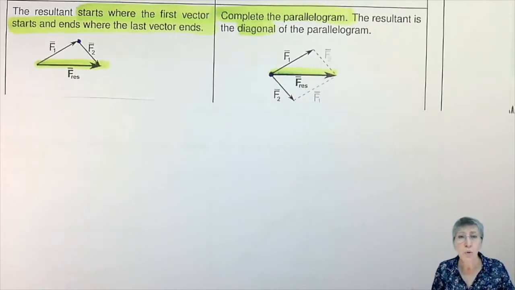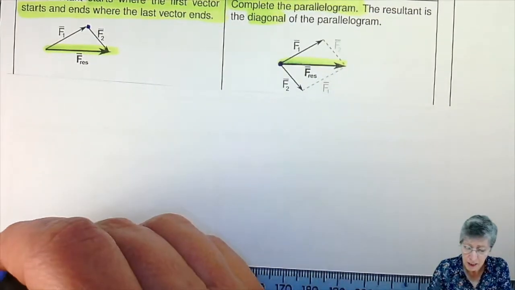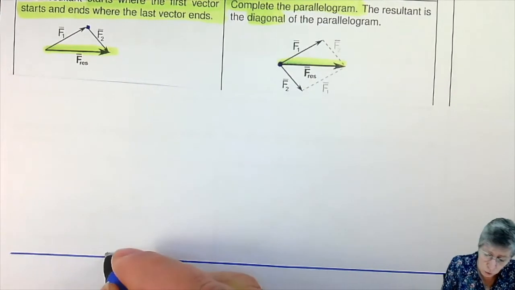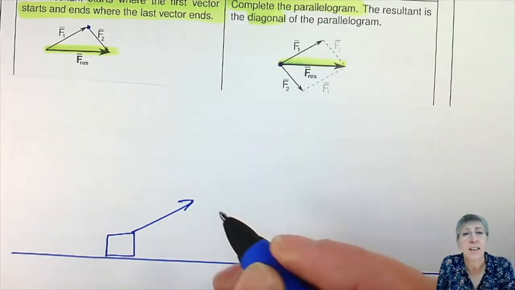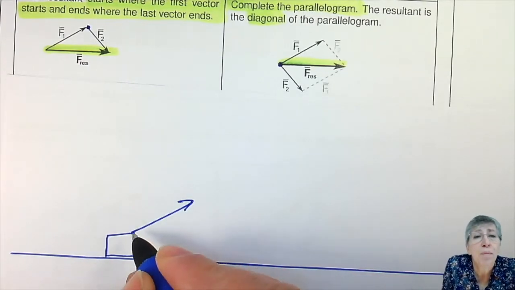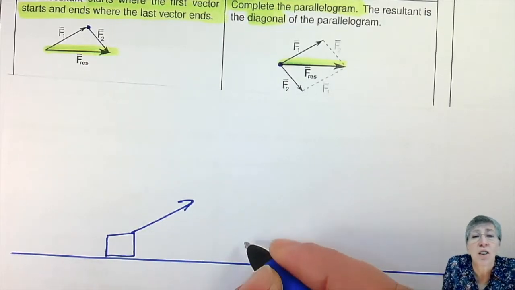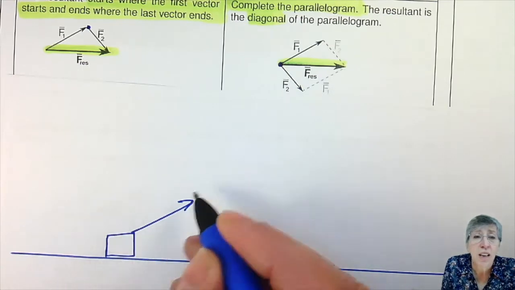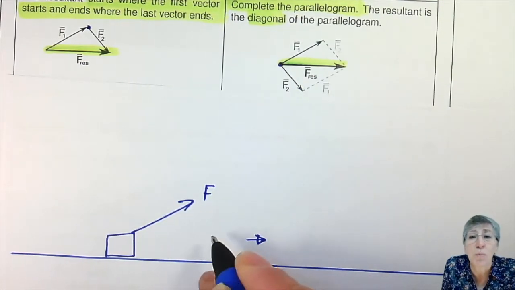Right, so when do I use components? Now, one place that you will use components is when you've got a horizontal plane and you are moving an object by exerting a force not in the horizontal but in another direction. Now, if I'm pulling in that direction, this crate is not going to move in that direction. This crate is going to move in this direction.